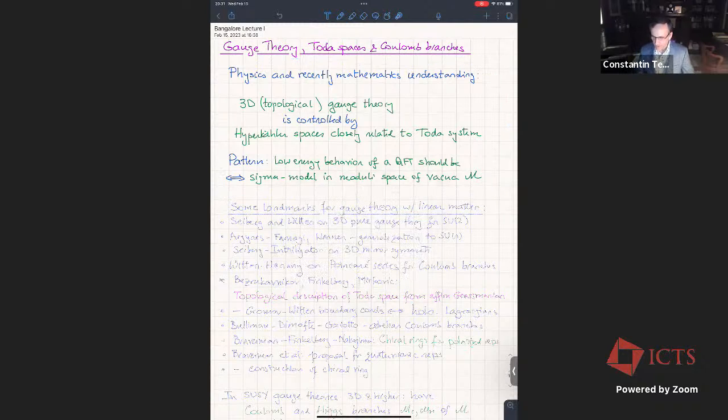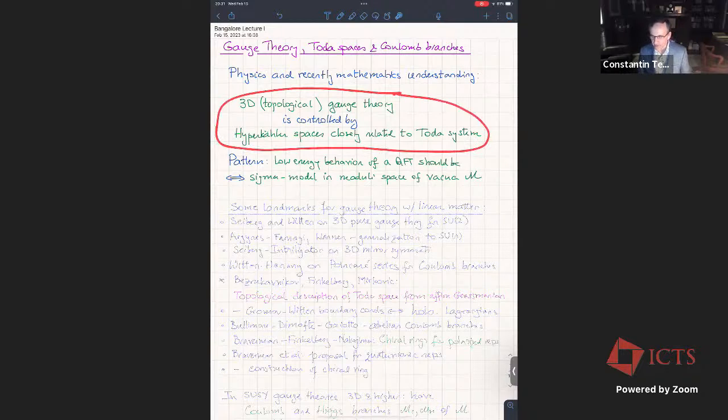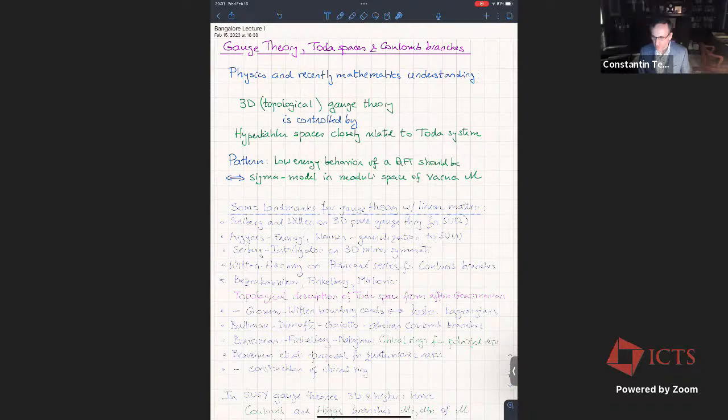So, a recent understanding in mathematics and a much older understanding in physics is telling us that some features of three-dimensional gauge theory, especially its topological limit, are controlled by certain hyperkähler spaces closely related to the Toda integrable system. That's specific to three-dimensional supersymmetric gauge theory.